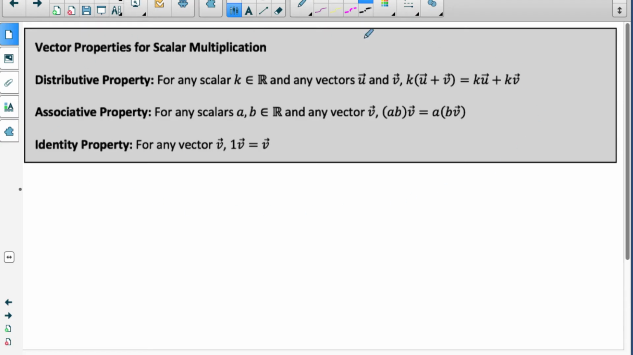Here are some properties for scalar multiplication of vectors. So I've already talked to you about the distributive property. The distributive property holds true for scalar multiplication of vectors, but also the associative property tells us that the order of multiplication doesn't matter, right? So if we're multiplying vector v by 2 scalars, it doesn't matter whether we do a times b times vector v, or b times vector v first and then multiply that by a, or a times vector v first and multiply that by b. It doesn't matter. And also the identity property, if we multiply a vector by 1, you get the original vector. 1 times vector v just equals vector v.